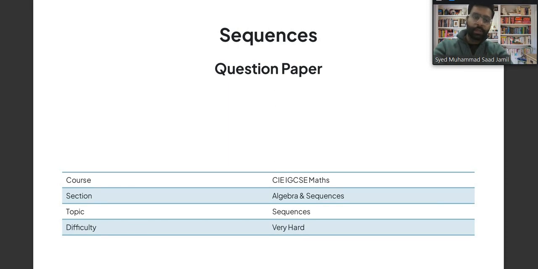Before we start the paper, we ask Allah subhanahu wa ta'ala to help us. We are doing a sequences question paper, and today we will be solving very hard questions.